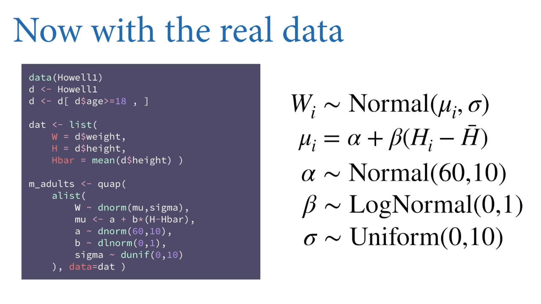Now with the real data, the only thing that changes is the dat object, the data list object you feed in, is the actual variables. So at the top of this slide, I've just taken the Howell data set and I've restricted it to individuals who are 18 or older, an arbitrary definition of adulthood, a very culturally specific one, but we'll work with it for now. And then I construct the data list, and then the QAP code is exactly the same. It's exactly the same.